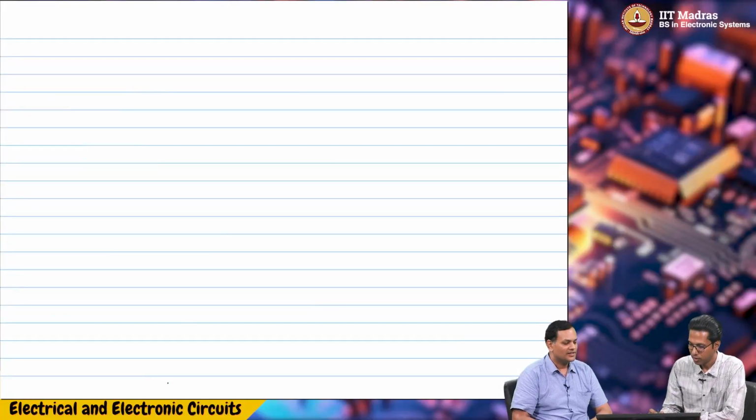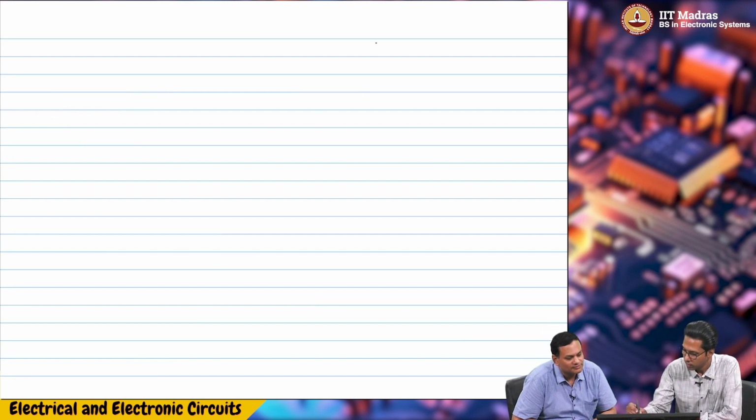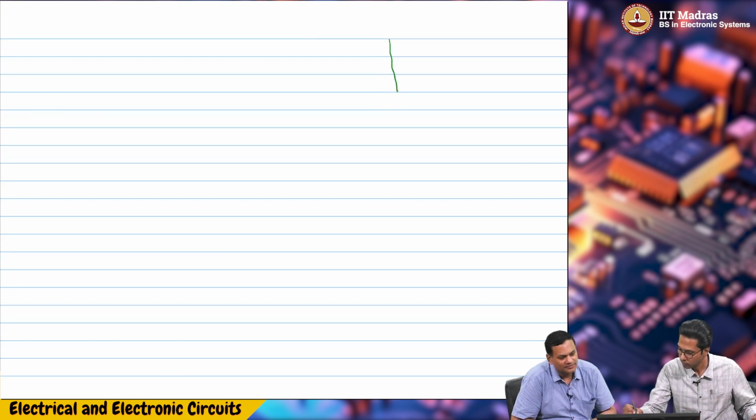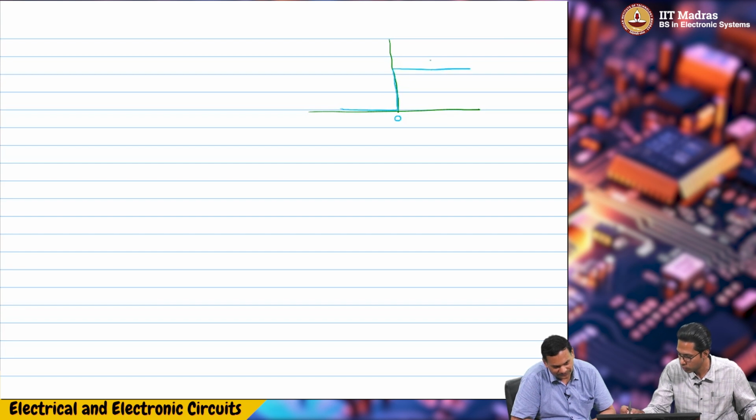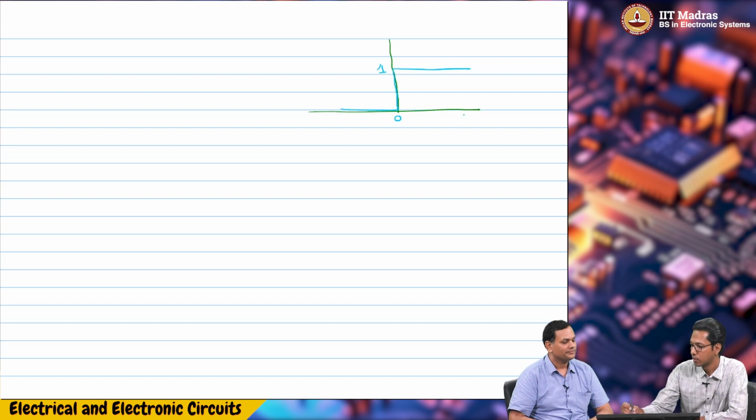Let's see for the signal that we have drawn. Okay. So we were taking a signal like this, which is 0 from minus infinity to 0, and then it goes up, let's say by unity height 1. And this is time domain.